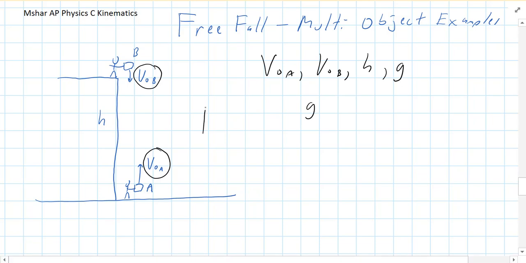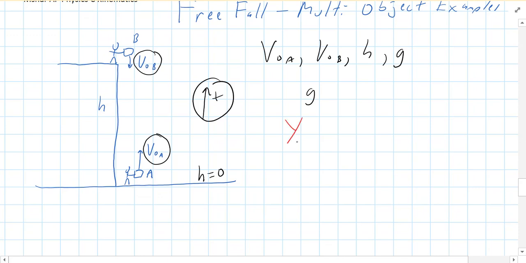Having said that, I'm going to define up as positive, and also I'm going to define the ground as zero height, or zero position. All right, so let's start with A. The position of A is a function of time. y sub A is equal to, I'll write this down to the side, I'm going to use y equals y naught plus v naught t plus 1/2 a t squared. So that's the equation I'm using for all these. So y of A, well, it starts on the ground, so there's a zero here, plus v naught A times time, plus 1/2.